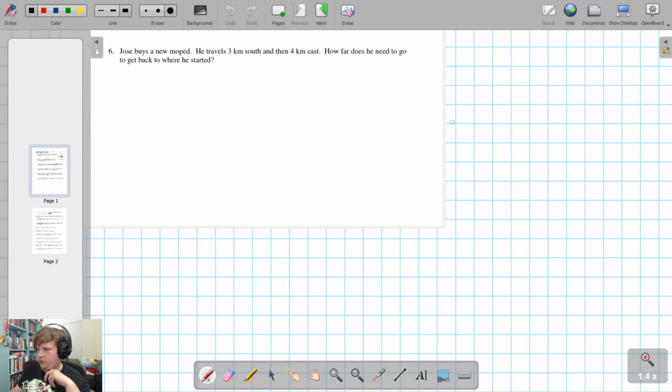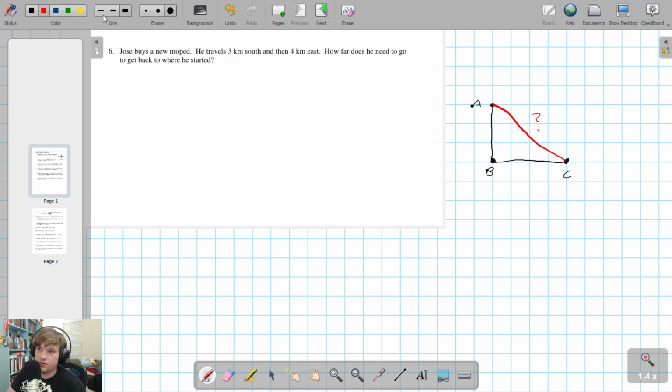So here we go. We are starting here. He goes 3 kilometers, so 1, 2, 3 south, and 4 kilometers east. 1, 2, 3, 4. Okay, so this is A, B, C. Cool. How far does he need to go to get back to where he started? So we are talking about from C going back to A, and this is what we are solving for. Okay, so that's our hypotenuse.